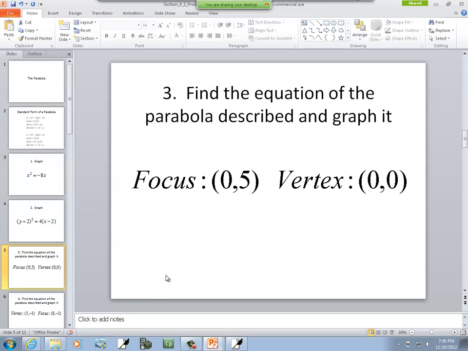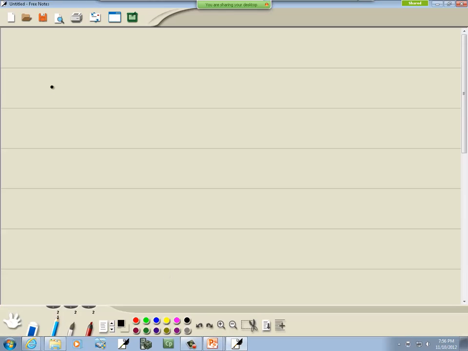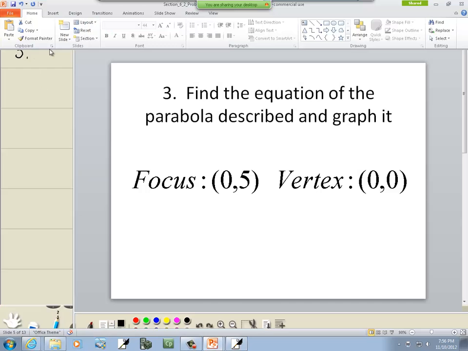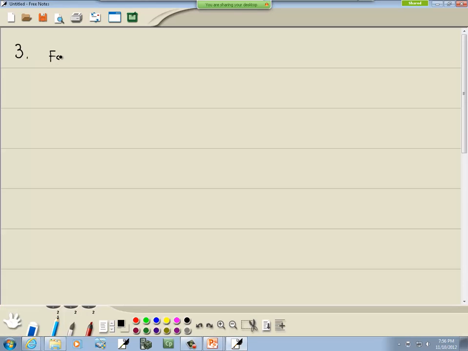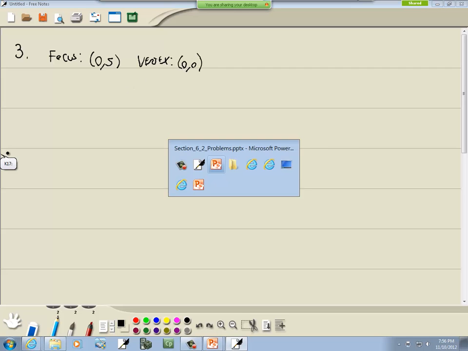Number 3. It says find the equation of the parabola described and graph it. So we got our focus, which is 0, 5, and our vertex, excuse me, 0, 0.